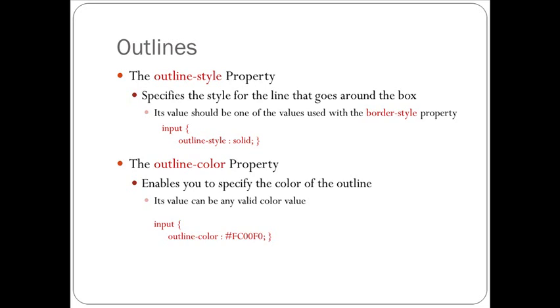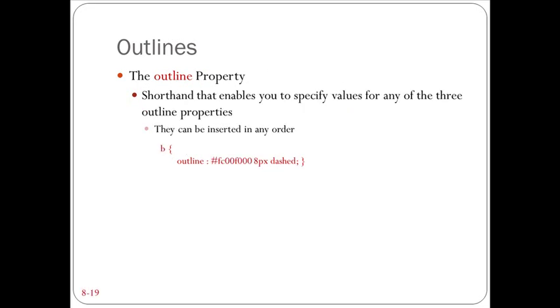And the outline color property. This enables you to specify the color of the outline. And again, just like we saw in the border color or just color in general, you can use any valid color value, whether it be a hexadecimal, an RGB function, or a named color. And then there's a shortcut, the outline property. This shorthand enables you to specify the values of any of the three outline properties. They could be inserted in any order. If you don't use one, just like before, it'll revert to whatever its default is or its inherited state.